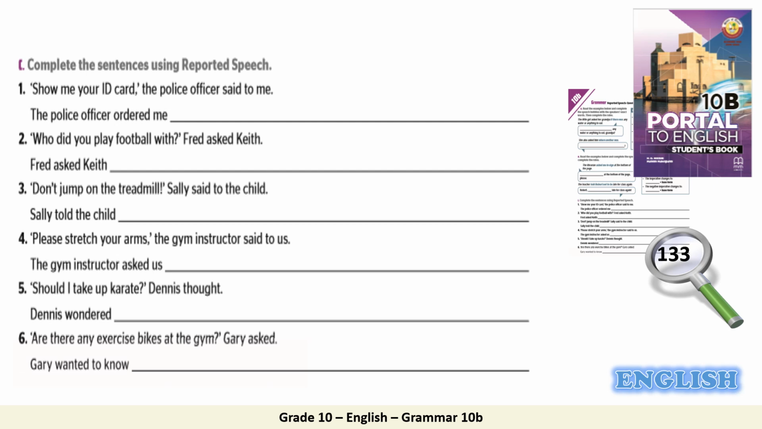Okay, let's start with number 1. Show me your ID card, the police officer said to me. How did you report it? First, what type of sentence is it? Excellent, this is a positive imperative. So how did you report it? Very good. The police officer ordered me to show him my ID card. So here you added to, you changed me with him, your with my.